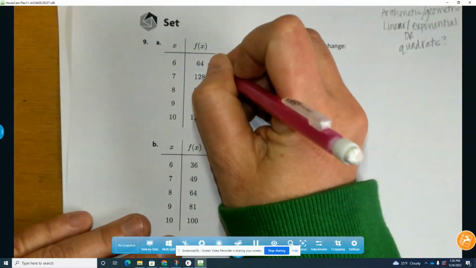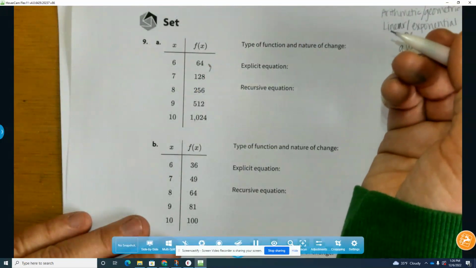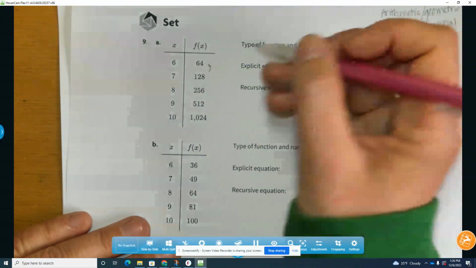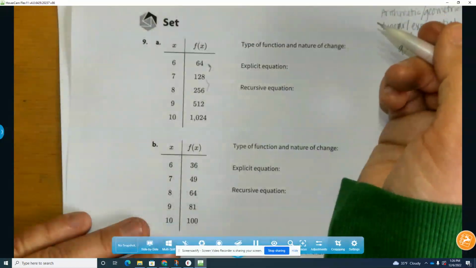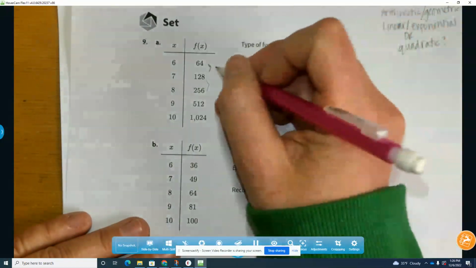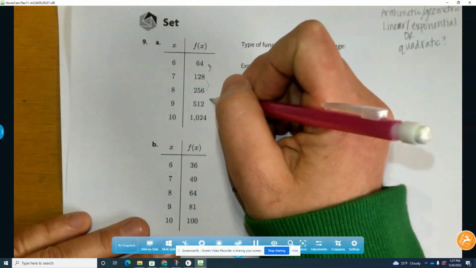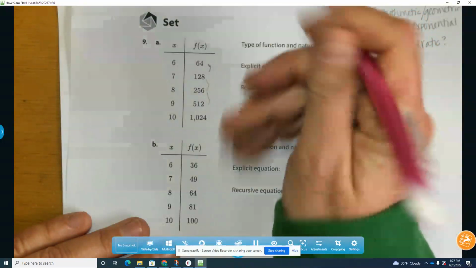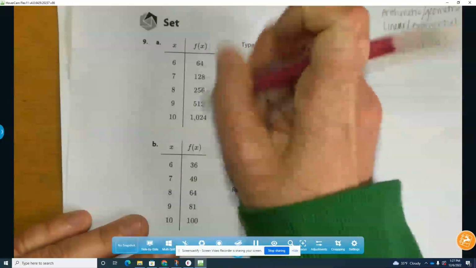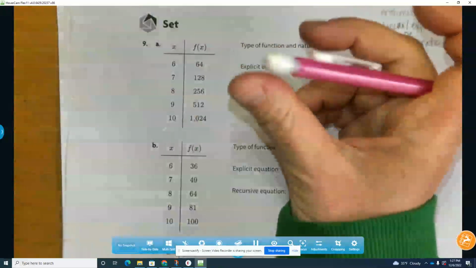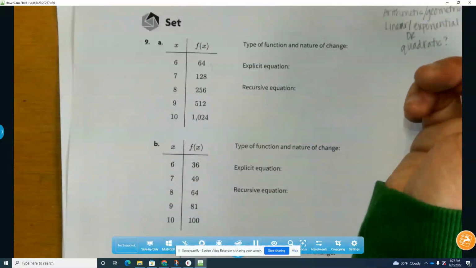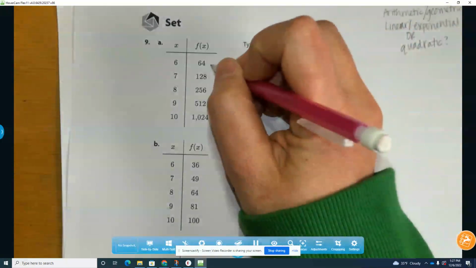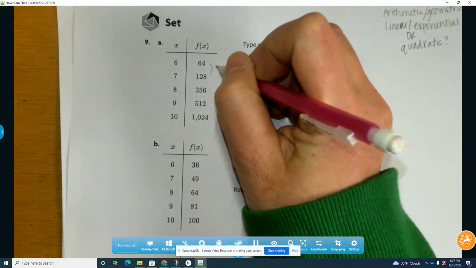So let's figure this out here. 64 to 128, that's a difference of 64. 128 to 256, that's a difference of 128. So you can see that it's not going to increase by the same thing every time. But before we jump to saying it's a quadratic, we want to check and see if it's possibly exponential.